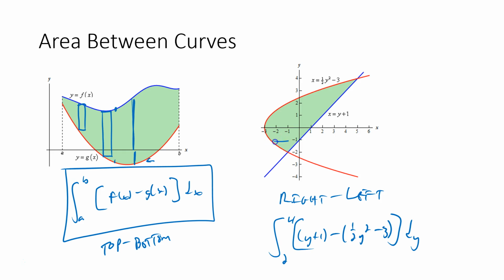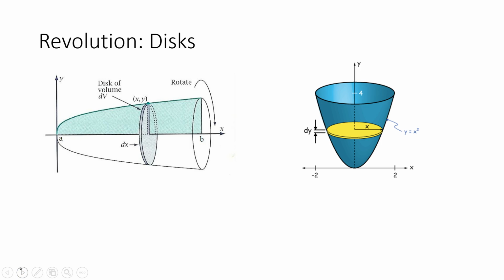So dy, because as we march up here, the thickness of these lines is going to be dy. Here, the thickness of our lines is a dx. Cool. All right, so now we get into revolutions.